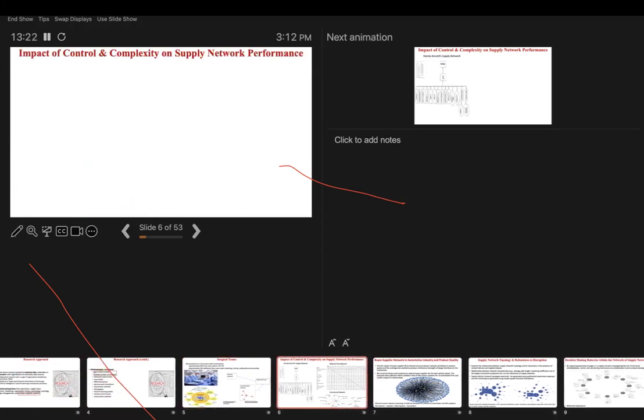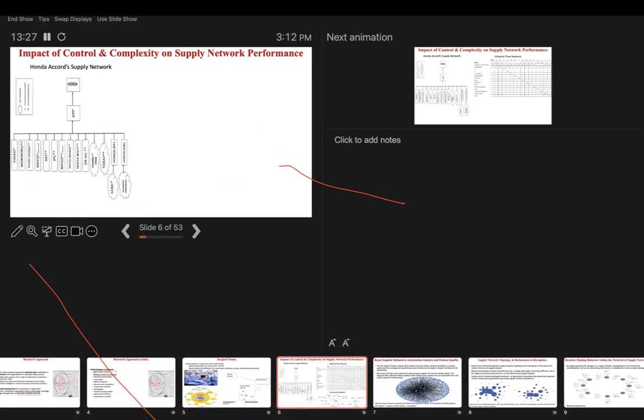The second sort of study that I want to emphasize is on supply networks. And this one is using Honda's data. For Honda Accord, we collected data of all the supplies that go into Honda Accord and the suppliers that supply this. It could be raw materials at different levels. You have the supply network.